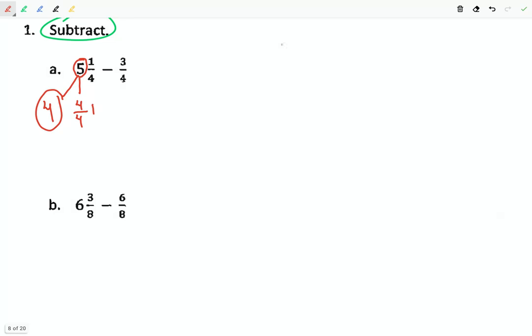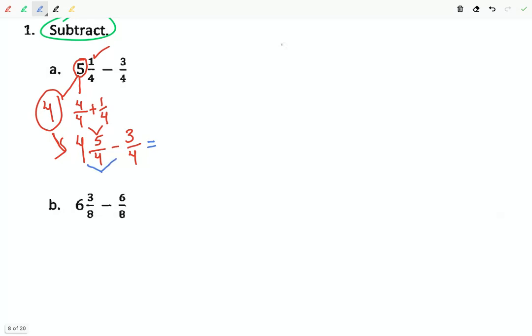And then we've been adding the small fraction 1/4 to 4/4 to make a bigger fraction, which is going to be here 5/4. And then I guess we can rewrite the 4 here. And then we can rewrite the rest of the subtraction. So 4 and 5/4 minus 3/4. Okay, so now we may go ahead and subtract here.